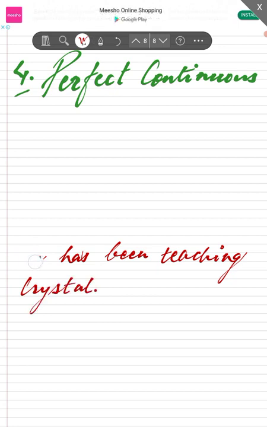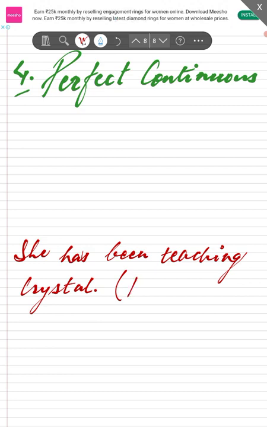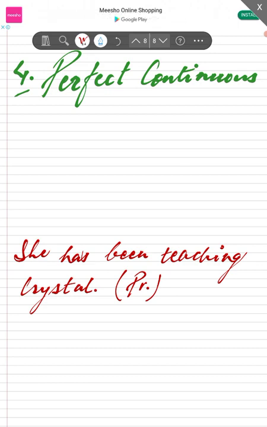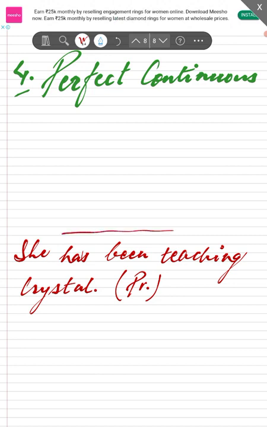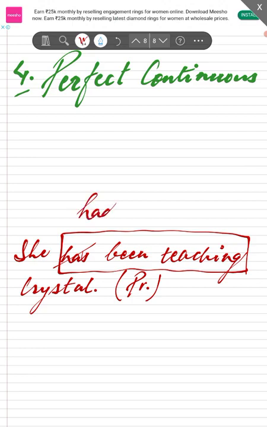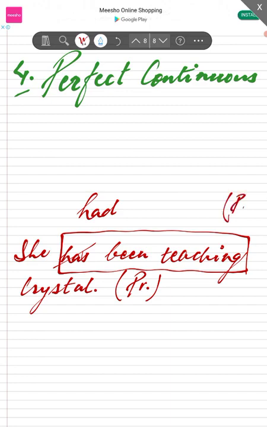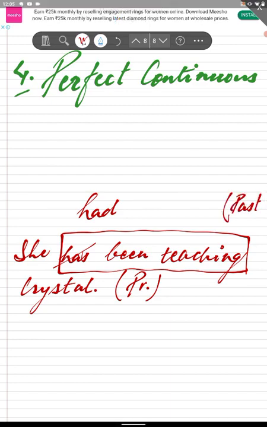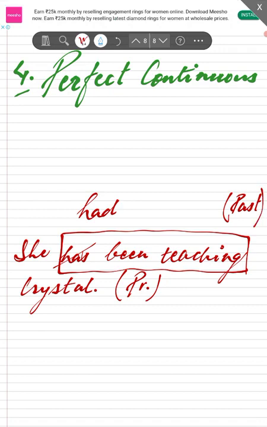Okay. And this sentence is written in present continuous tense, but in the present time, means perfect continuous tense. I'm so sorry, not present continuous. It is written in the tense perfect continuous and in the present time. We need to change its time, and we are very acquainted with the concept that just we need to change the helping verb. So change it in past. She had been teaching Crystal. Now this sentence is in past. Okay, with the same tense perfect continuous.